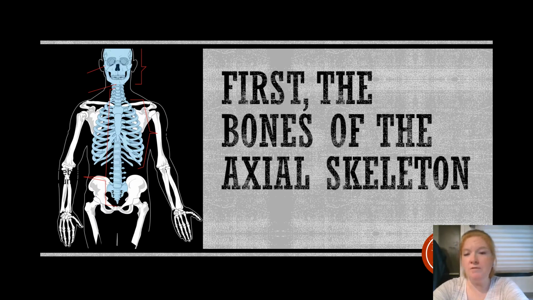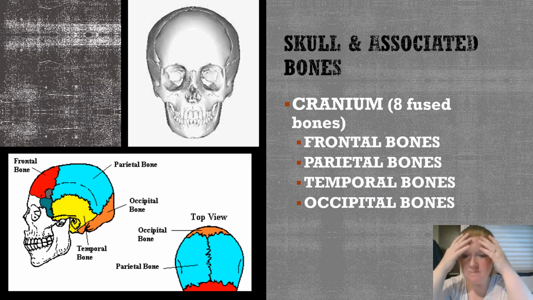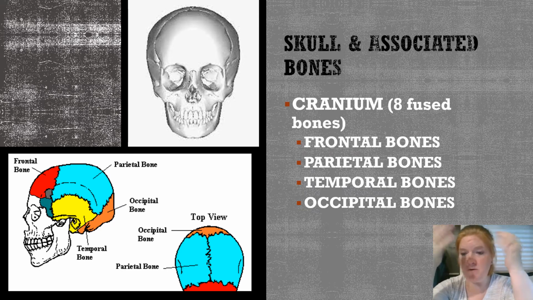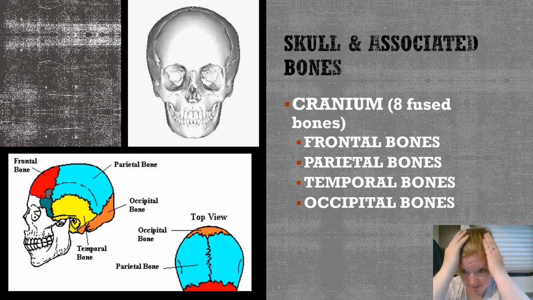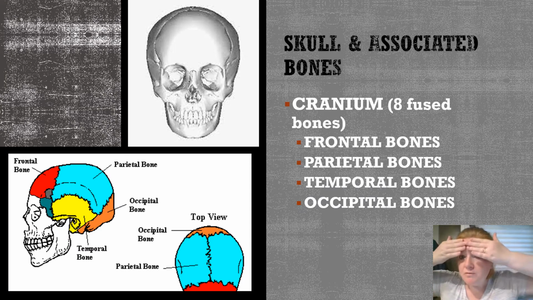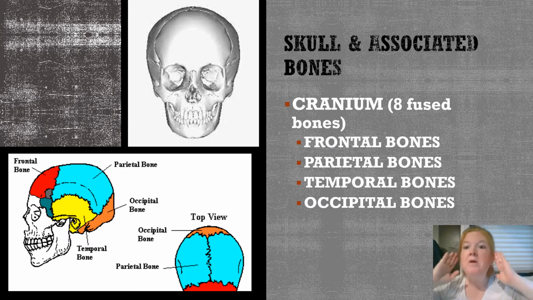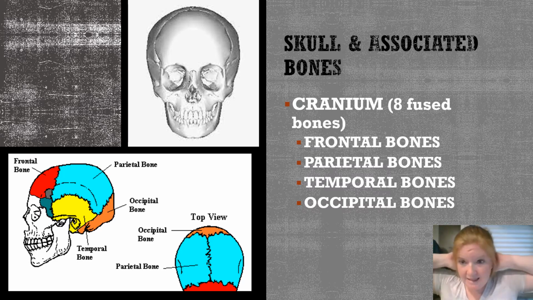All right, first we're going to cover the bones of the axial skeleton. So the skull and the associated bones. So we have the cranium. The cranium is made of 8 fused bones, and you're going to need to know those names. We have frontal, parietal, that's up here, temporal, close to your ears, occipital in the back. So let's review them. Frontal, parietal, temporal, occipital.